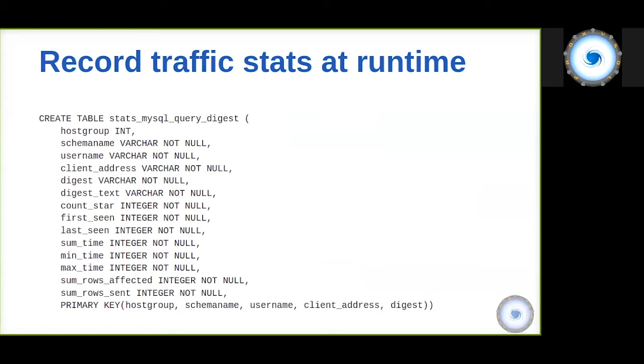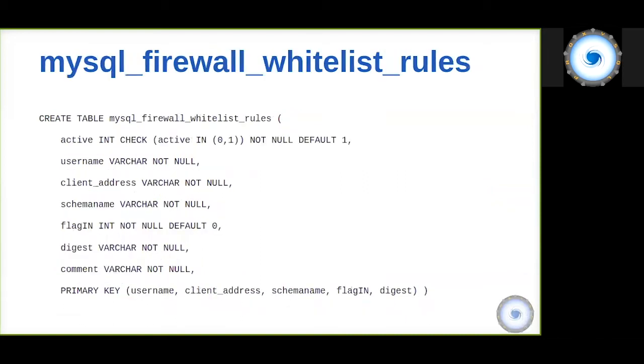Those information are very useful, and they can become even more useful in configuring the other table related to the firewall, that is the MySQL firewall whitelist rules. Basically, this table has multiple columns, but what is interesting are the username, client address, and the fact that it has a digest. The digest has to be the same as the digest available in the stats MySQL query digest table.